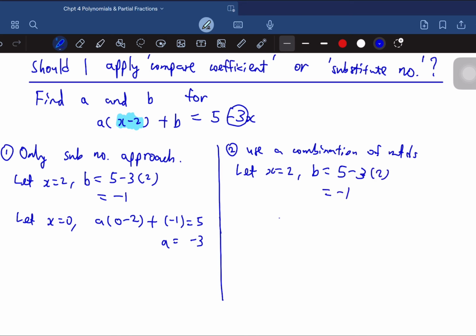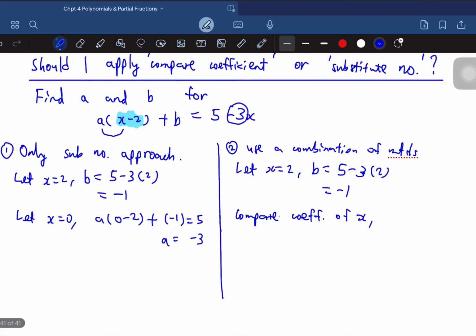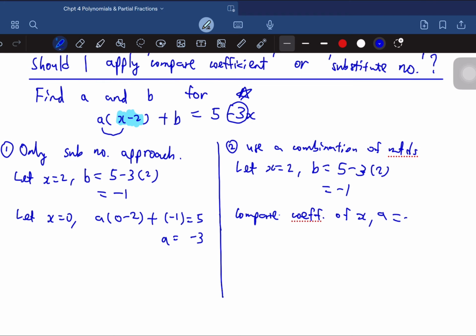Then when it comes to finding a, because there's no more linear expression inside the bracket, I will choose to compare. Why? Okay, compare what? You can see the a times the x. So you can choose to compare the coefficient of x. Why not compare other things? I'll explain later. So compare the coefficient of x. Okay, I'll have a equals negative 3.